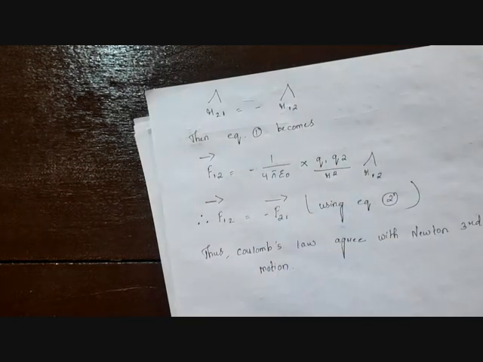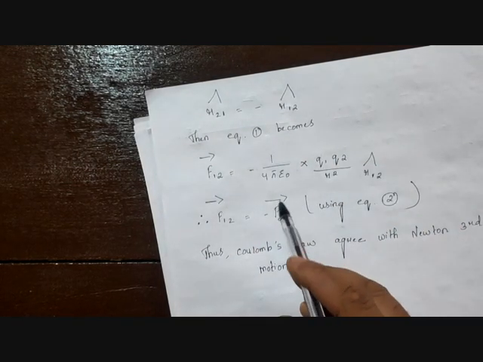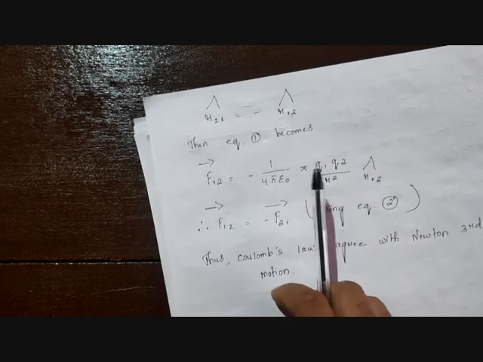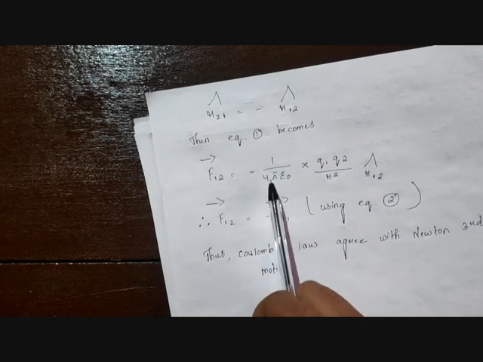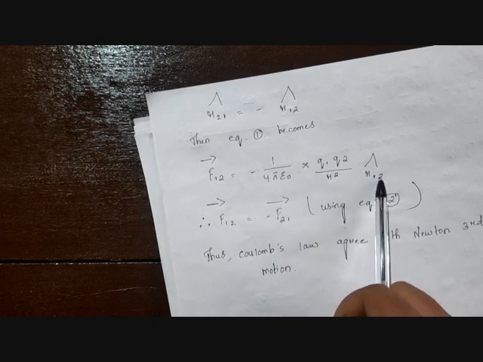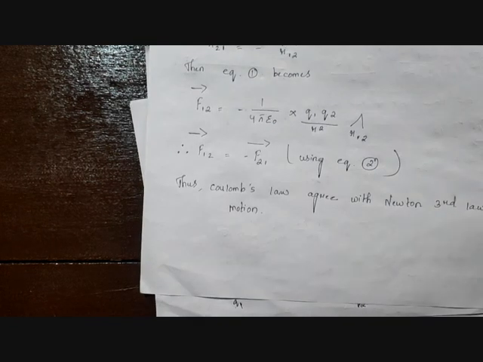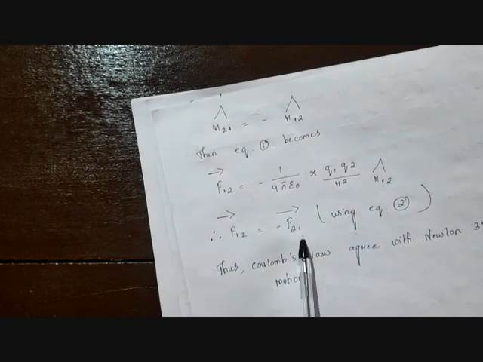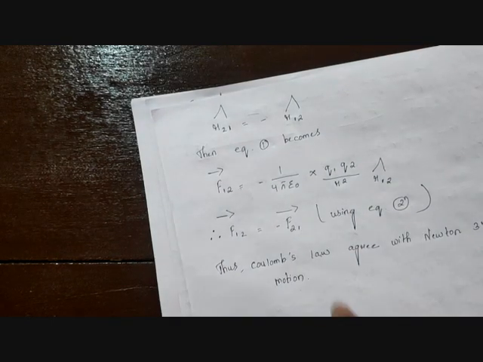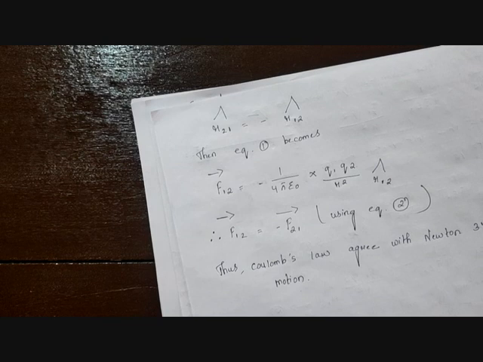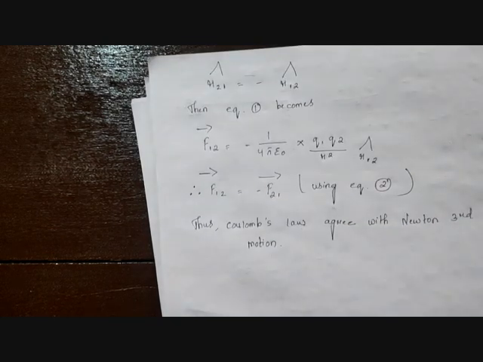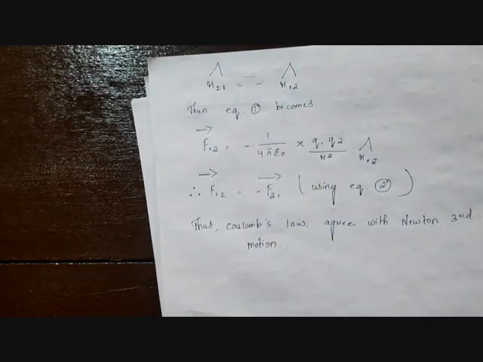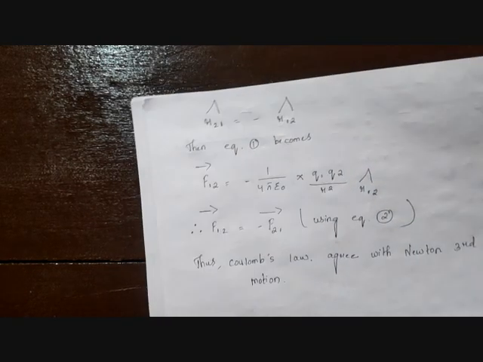So equation 1 becomes what? Simple, you replace it, right? F12 equals minus 1 by 4 pi epsilon naught q1 q2 by r square times the unit vector. Clear? So F12 becomes minus, right? So what did it apply? It applied Newton's third law. It proved Newton's third law. This question has already come once, okay? For 2 marks. So study how to prove that Coulomb's law obeys Newton's third law of motion. By this process you can write it. It's very simple for 2 marks.